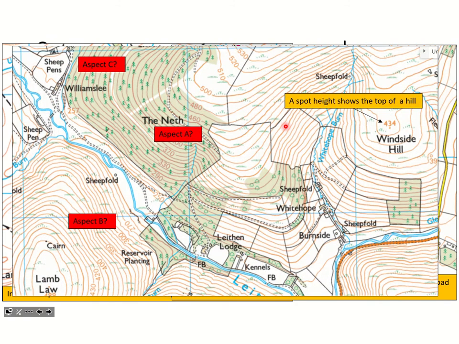Here's a wee example for yourself. Test yourself. What are the aspects of A, B and C? Pause the video because I'm about to tell you. The aspect of A is south. The aspect of B is north or northeast. The aspect of C is west.